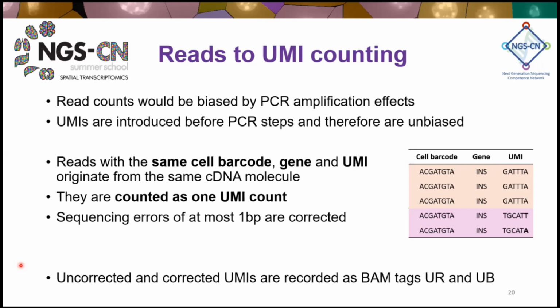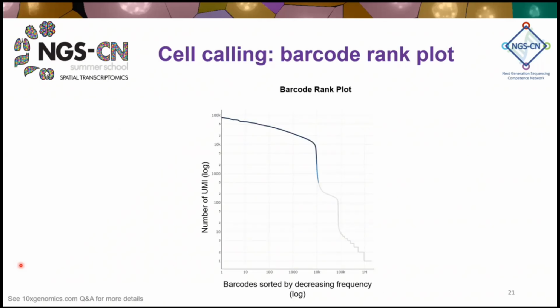So finally, we come to cell barcoding. Because we now have lots of cell barcodes, but we still don't know which cell barcodes are good and which are not good. For this, we use this cell barcode rank plot, which here shows the barcodes sorted by decreasing frequency. So here's the top barcode, here's the fewest barcode, and here the UMI counts.